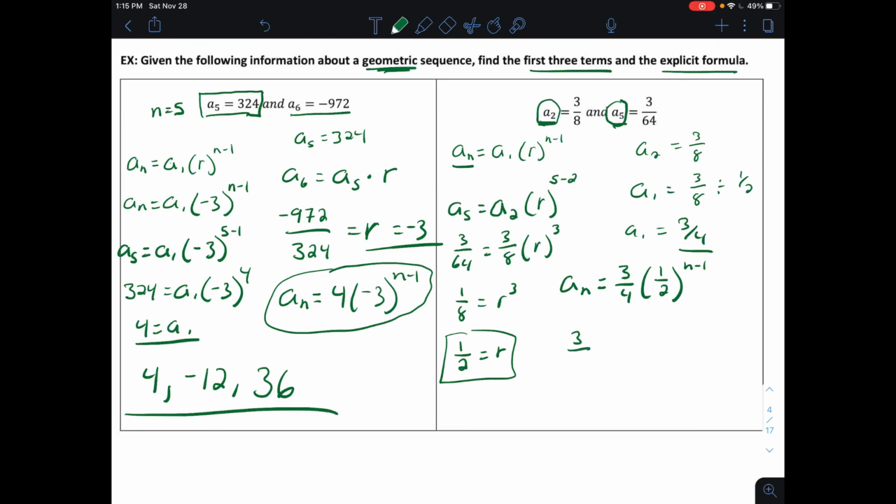Now, let's write out our first 3 terms. So a_1 was 3 over 4. Our second term, multiply that by 1/2, it should be 3 over 8 because that's what's given, and it is. And then multiply by 1/2 again, and that would give us our third term to be 3 over 16. Those are the first 3 numbers in that sequence.